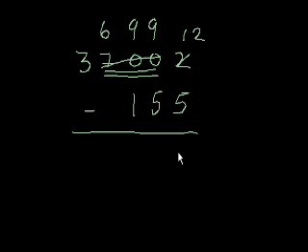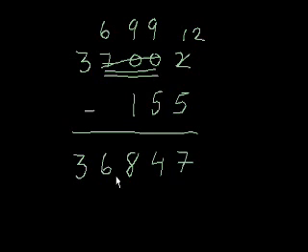12 minus 5 is 7. 9 minus 5 is 4. 9 minus 1 is 8. 6 minus nothing is 6. 3 minus nothing is 3. So there, we're done. The answer is 36,847.